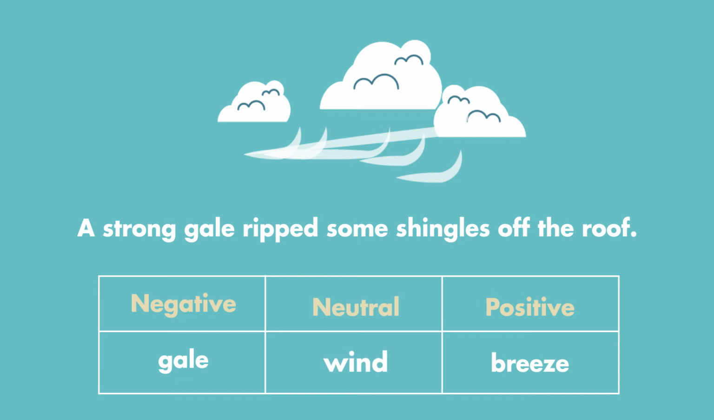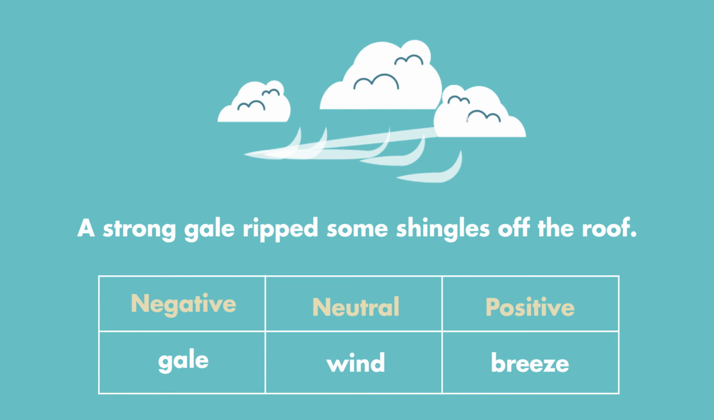The word wind has a neutral connotation. It isn't positive or negative. Wind is a part of the weather that occurs all the time. Imagine sitting outside on a summer day. A gentle breeze keeps you from getting too hot. Breeze is close to the word wind, but breeze has a positive connotation. A breeze is often welcome when we're outside.